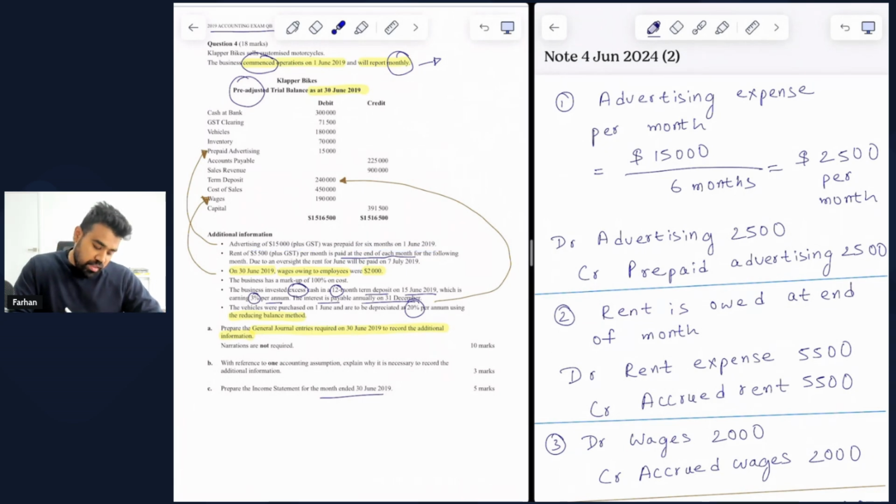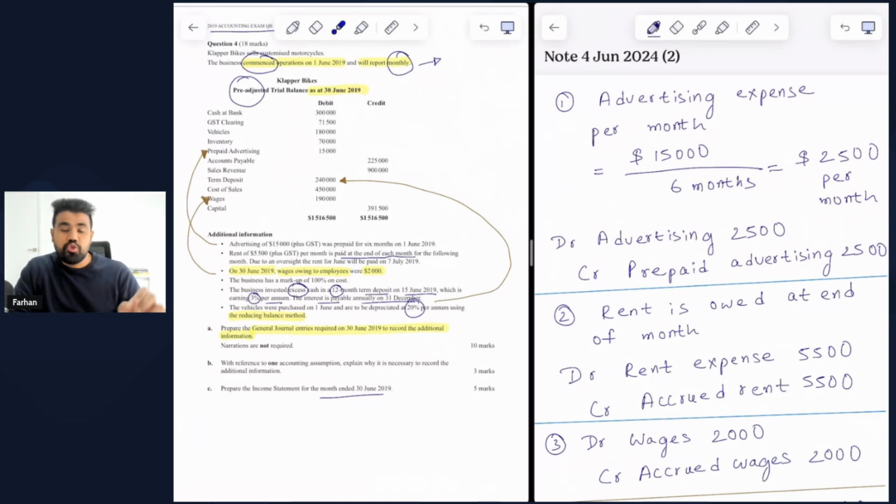You can see that I've drawn an arrow here which points us to the pre-adjusted trial balance, and we can see the balance for prepaid advertising of $15,000 that is given under the debit column. Now, why is prepaid advertising of $15,000 debit? This is because prepaid advertising is a current asset. Prepaid advertising simply means that we have paid for something in advance, and therefore we are still yet to consume the economic benefit that comes from that advance payment.